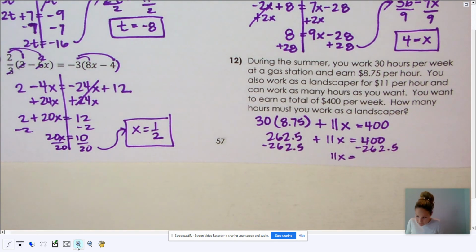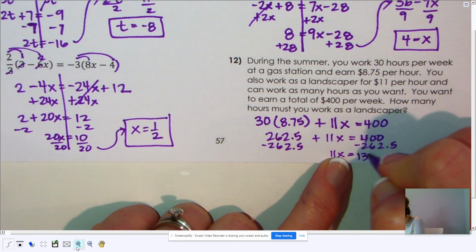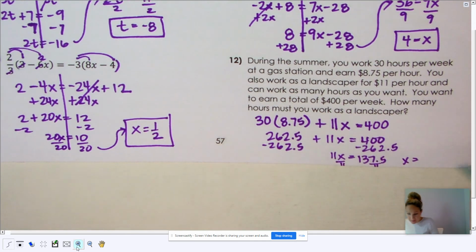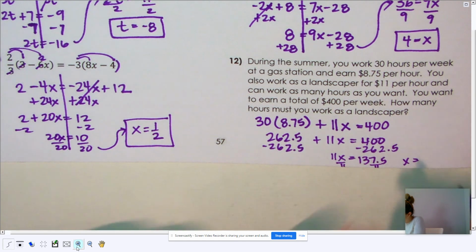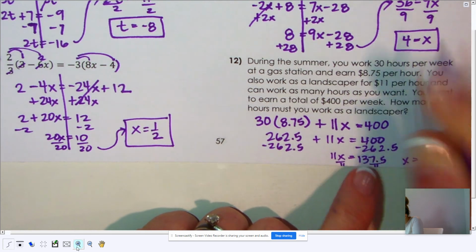equal to 137.50. And we're going to divide by 11 on both sides. So, oops, divided by 11. So we get 12.5. So I have to work 12 and a half hours.